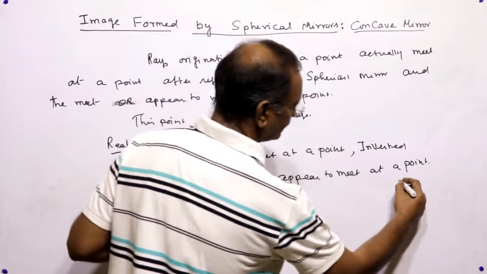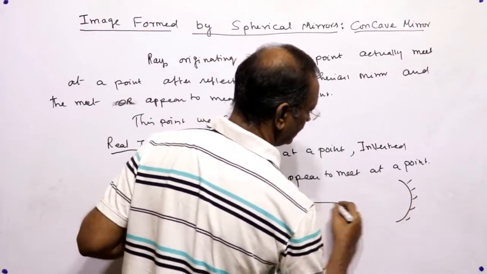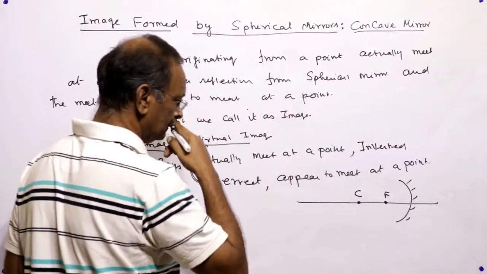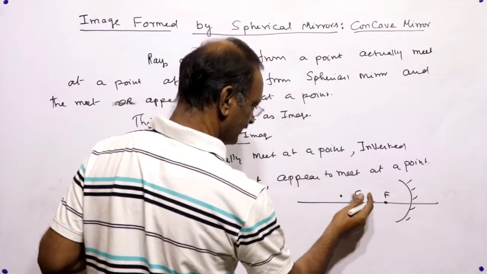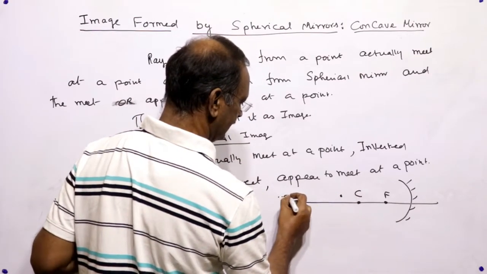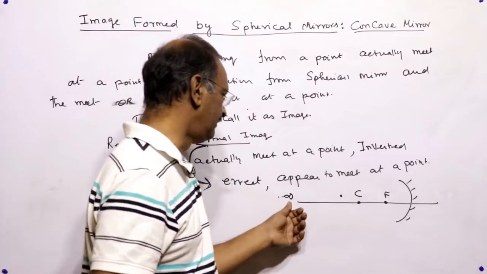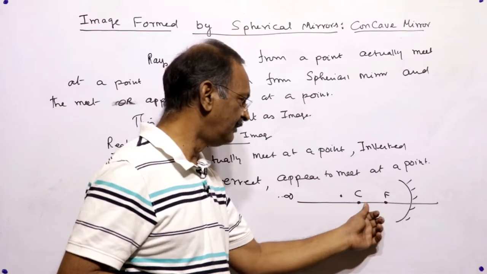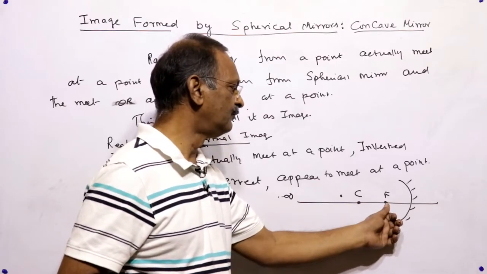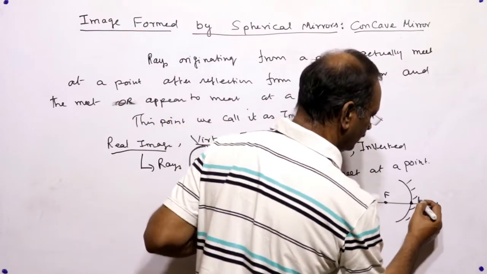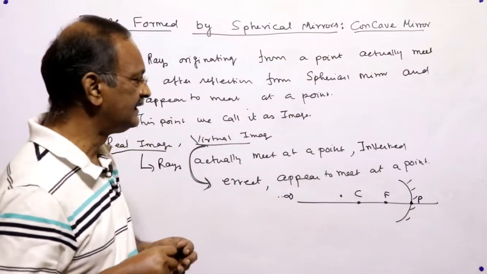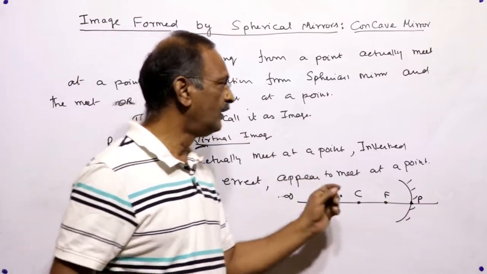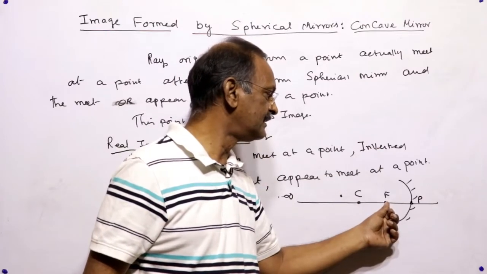So for a spherical mirror, this is the focal point, this is the center of curvature, this place is beyond the center of curvature, and this we can say is at infinity. So the object can be kept at infinity, beyond the center of curvature, at the center of curvature, between the center of curvature and focal point, at the focal point, and between focal point and the pole. We are going to see the nature of the image, how it is formed when the object is kept at a different position.